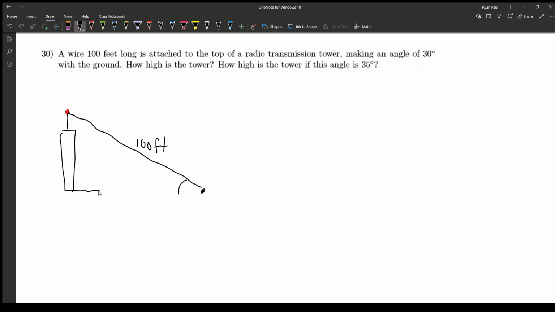So let's show the ground. 30 degrees with the ground. How high is the tower? So they want to know this part. And then they want to know how high is the tower if this angle is 35. Interesting. All right, well, let's just do part A over here.